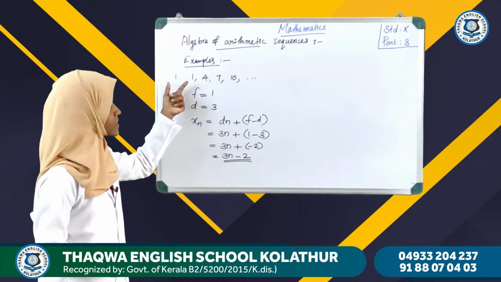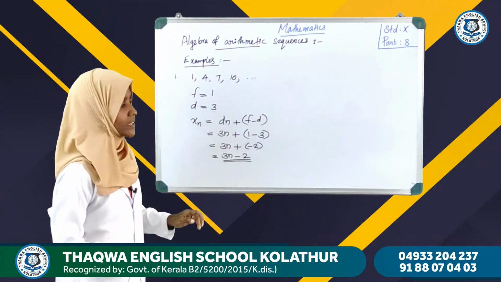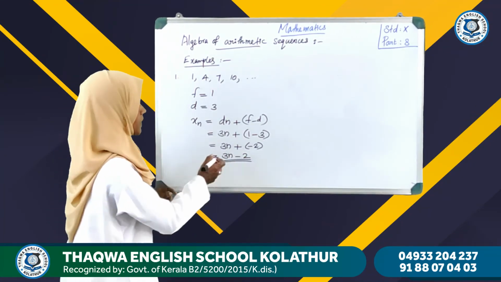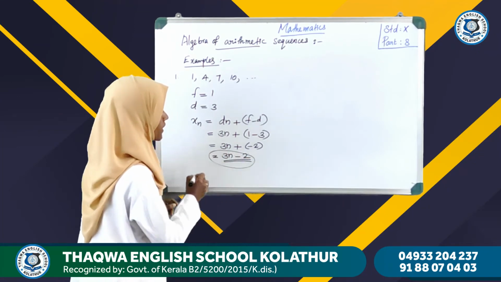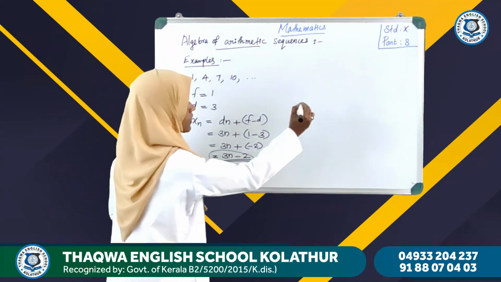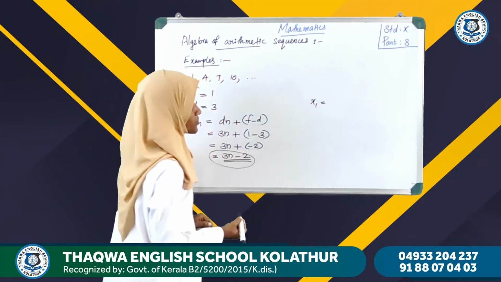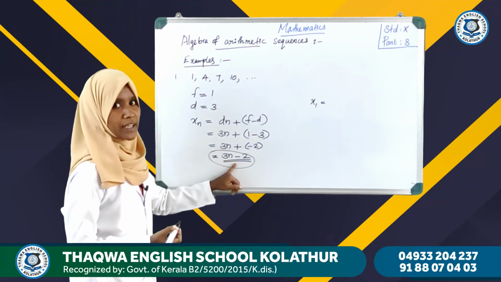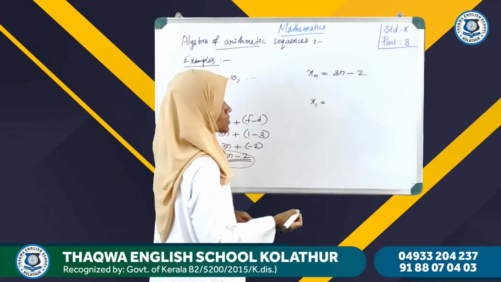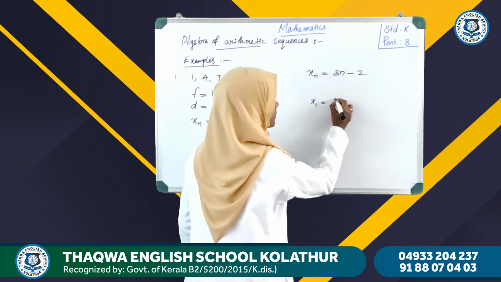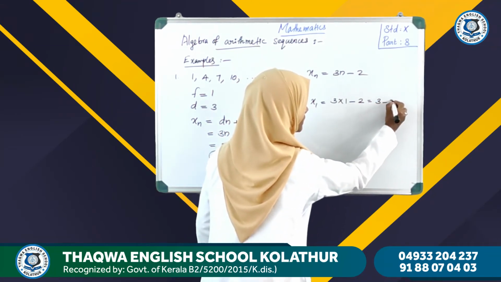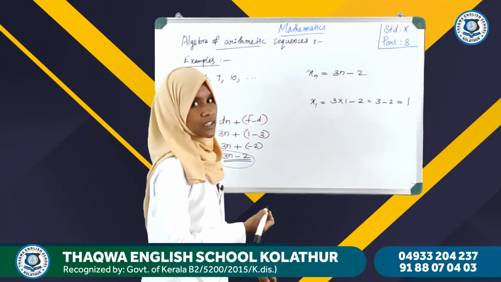The nth term of the sequence 1, 4, 7, 10, etc. is 3n minus 2. Then we can use this nth term for finding our terms: first term, second term, third term, and so on. What is the first term? xn is 3n minus 2. So the first term is 3 into 1 minus 2. That is 3 into 1 is 3, 3 minus 2, 1.